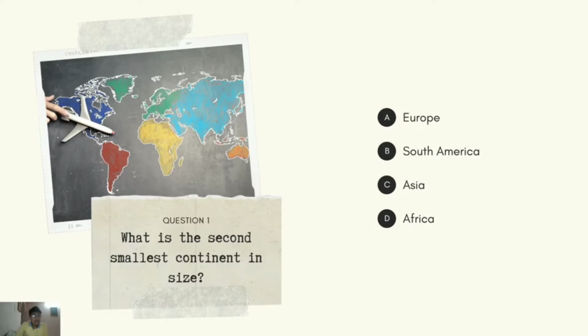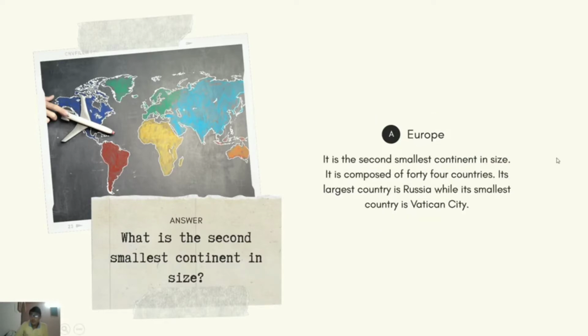The correct answer to this question is Europe. Europe is the second smallest continent in size. It is composed of 44 countries. How many countries are there in Europe? There are in all 44 countries in Europe. Its largest country is Russia, while its smallest country is Vatican City. The biggest country in size is Russia of the Europe continent, and the smallest is Vatican City.